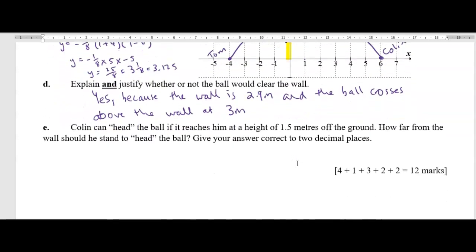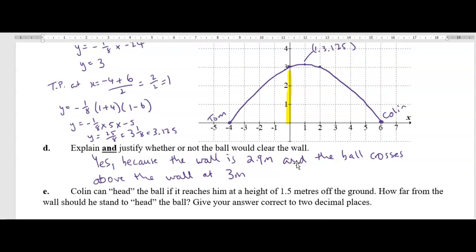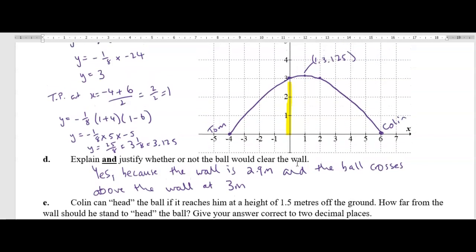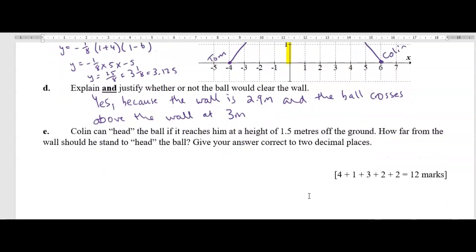All right. Colin can head the ball if it reaches him at a height of 1.5 meters off the ground. How far from the wall should he stand to head the ball? I think headbutt the ball. Give your answer correct to 2 decimal places. So at 1.5, which is here, and we're doing Colin. So we want to know what this point is here. Okay, so we know that's at y equals 1.5. Okay, so let's do the tech free and then we'll do the tech active.